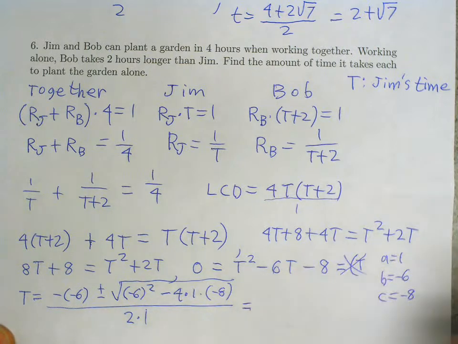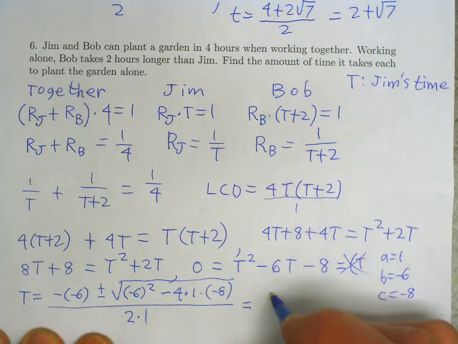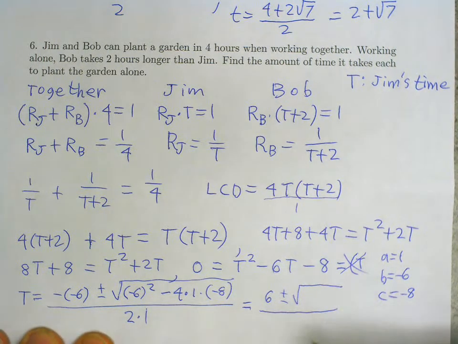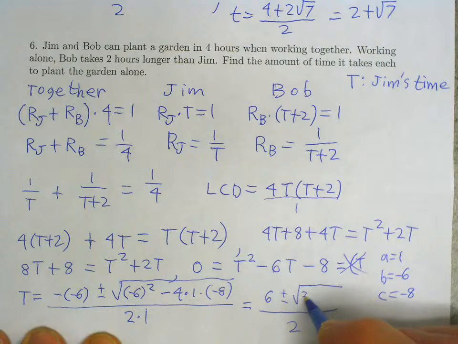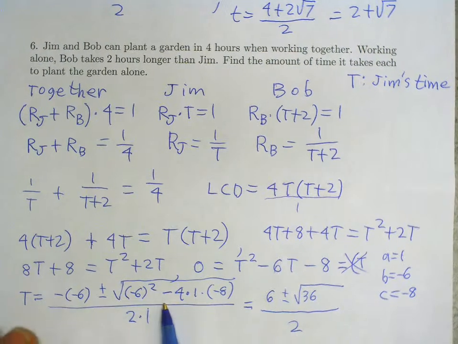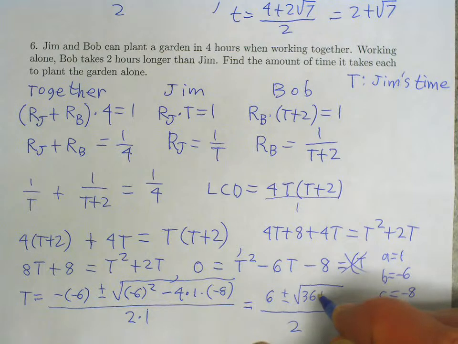Okay, so we'll do a little arithmetic. The negative of -6 is 6, and then plus and minus the square root of some number, all divided by 2. Okay, so inside the square root, the number -6 squared is 36, and we're subtracting 4 times 1 times -8. So we're subtracting -32. That's the same as adding 32.